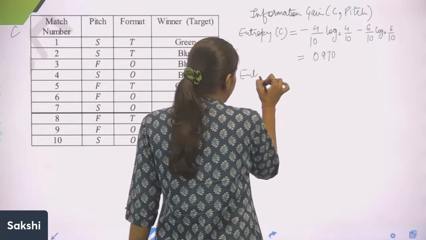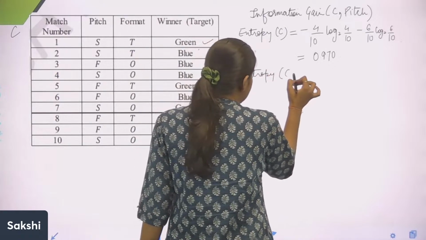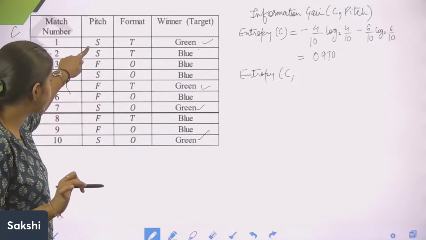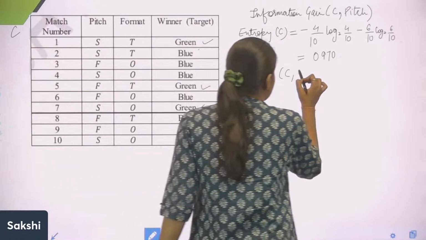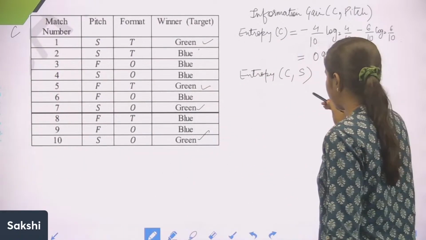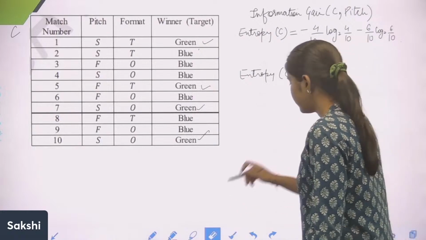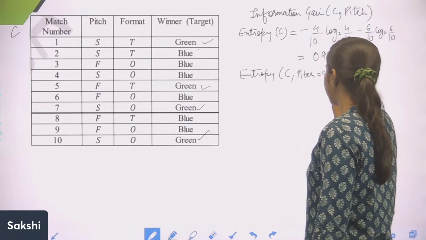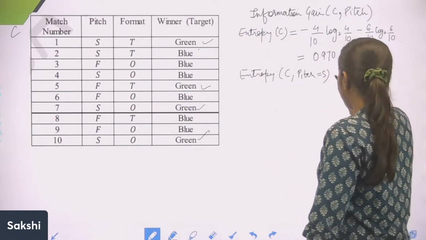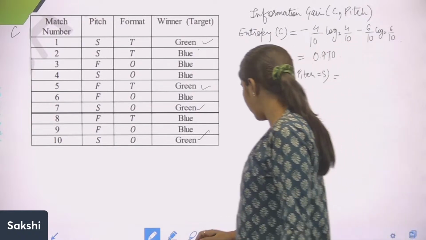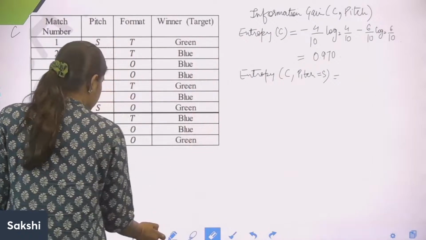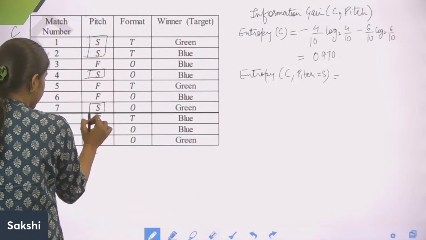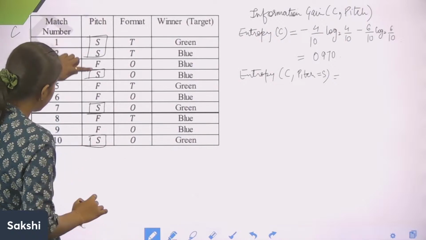Now what would be the next thing? I'll find out the entropy of the C table, but instead of C, I'll find it for pitch. For pitch, I have S and F. So can I write down C comma S, right? Either you can write pitch is equal to S, or you can write S, it's up to you. I have to find this. So let's see how many S I have. These are S, this is S, this is S. So that means 1, 2, 3, 4, 5.